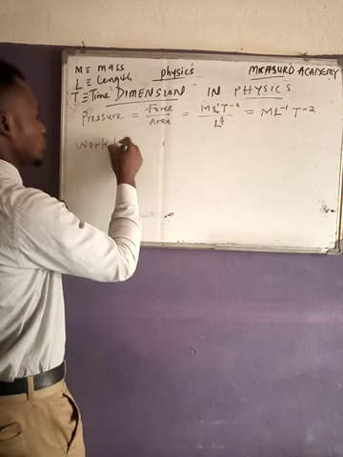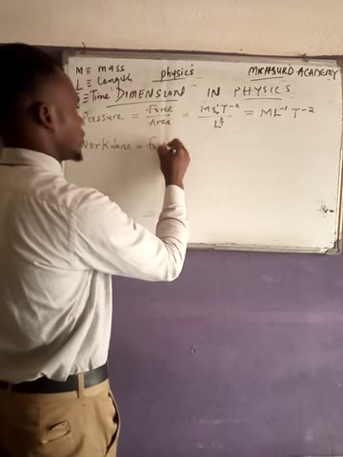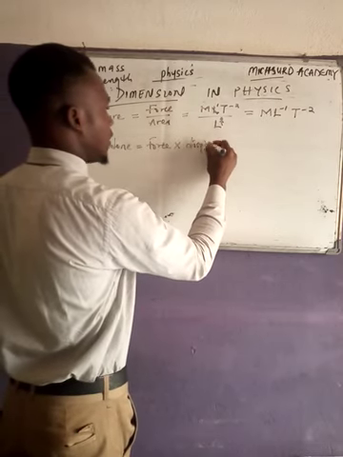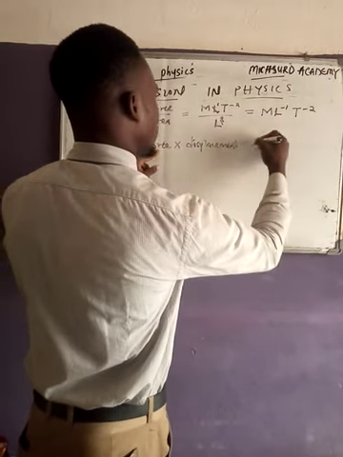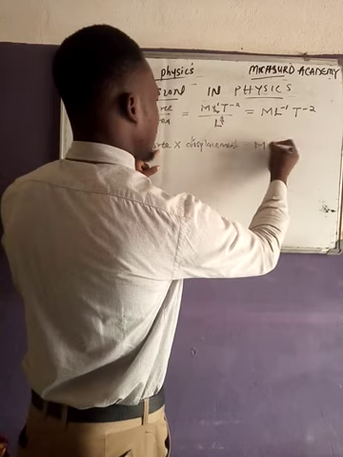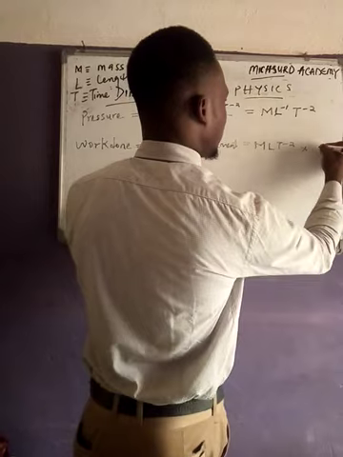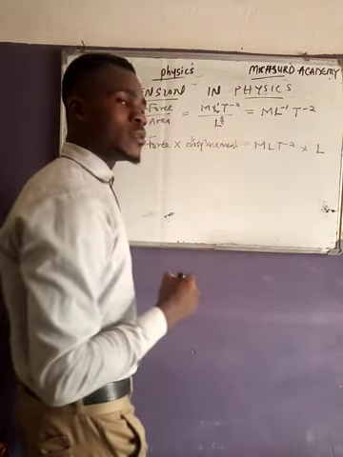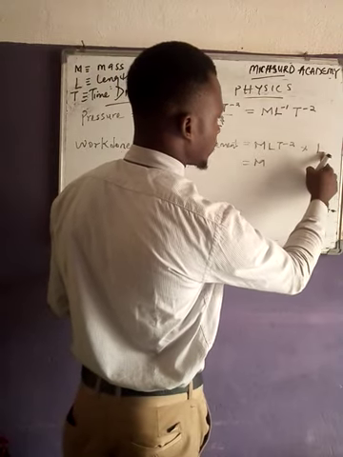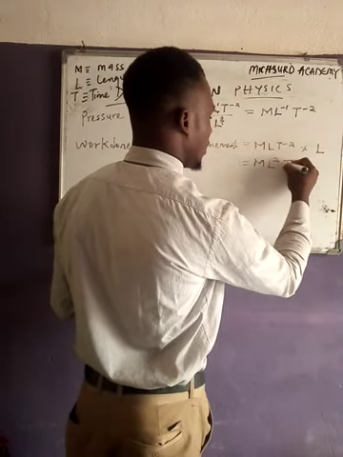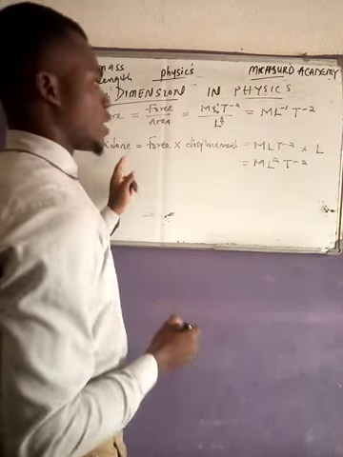Work done. Work done is given as force times displacement or distance. So that this will be, the force is dimension, from what we have, as MLT^-2. Then our displacement is dimension as length, that is L. So that this will be equal to M, then L times L, we have L squared, then T minus 2.